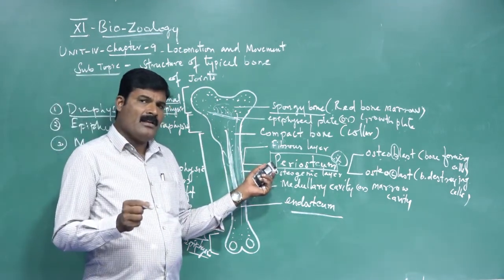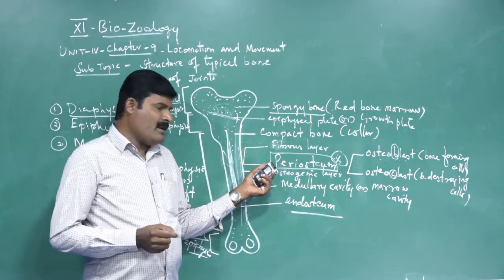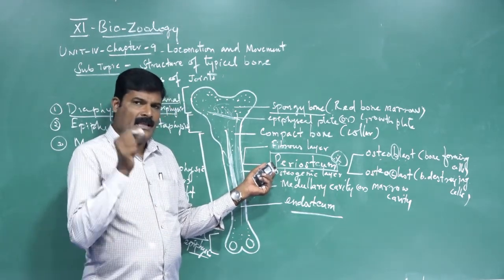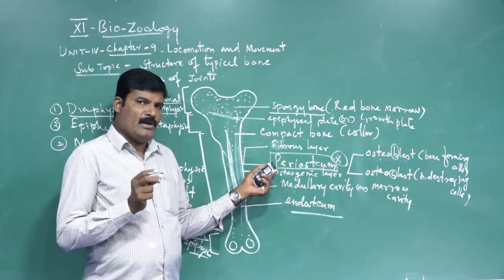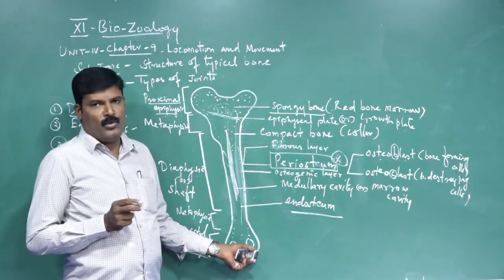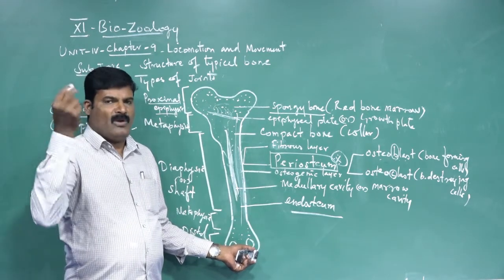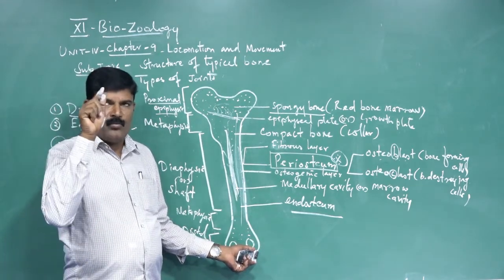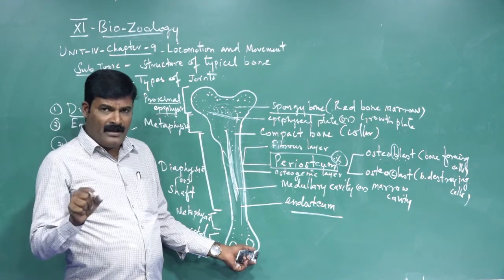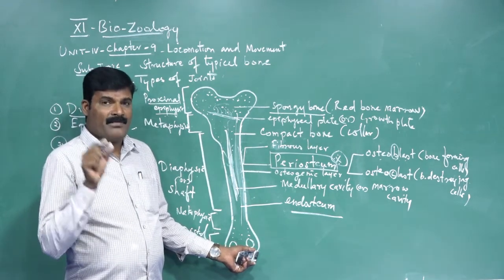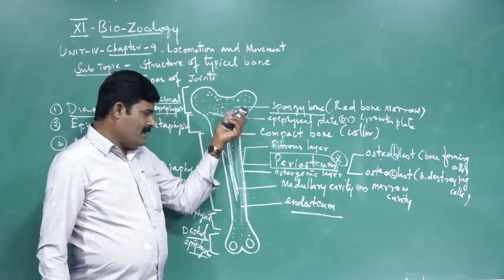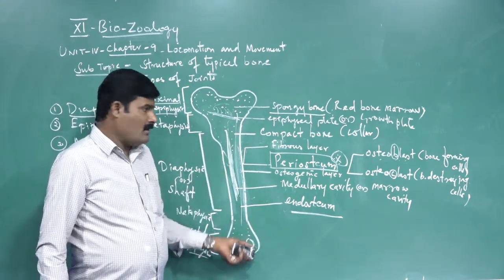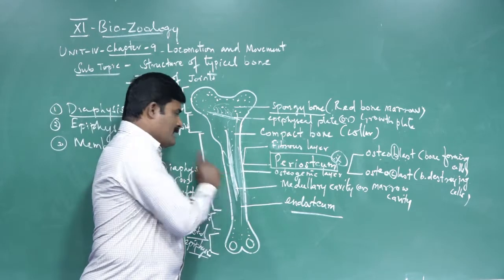This layer is richly supplied with blood capillaries, lymphatic vessels and nerve fibers which supply blood to the entire bone. So if you take any one bone, the bone surface is immediately covered by the periosteum, which is richly supplied with blood vessels. Okay, so these are the important parts of the bone. That is the bone structure.